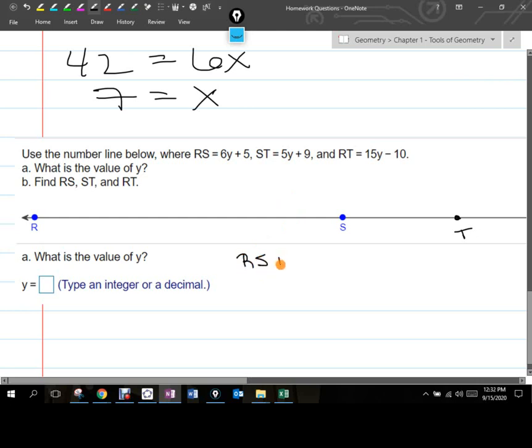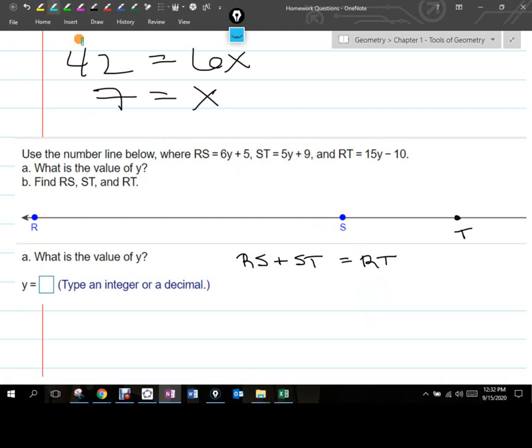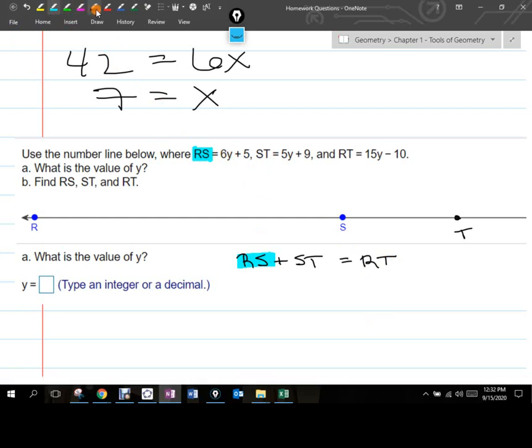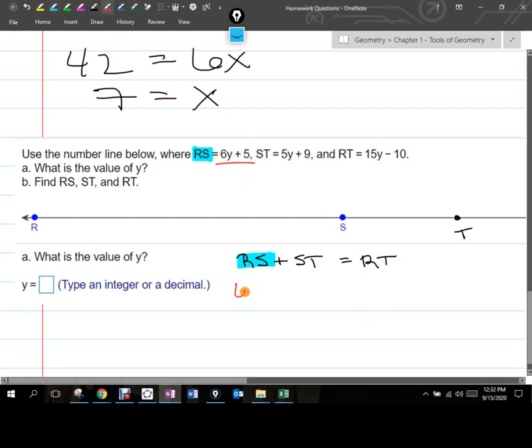So if we think about what that means, that sets up our segment addition postulate where we can say RS plus ST, R to S plus S to T should give me then R to T. I like to set that generic formula up because now, RS is right there. I can replace that with what it's equal to of 6y plus 5. ST is right here, which is that one, and I can replace that with plus 5y plus 9. And then we got our RT, which is 15y minus 10.